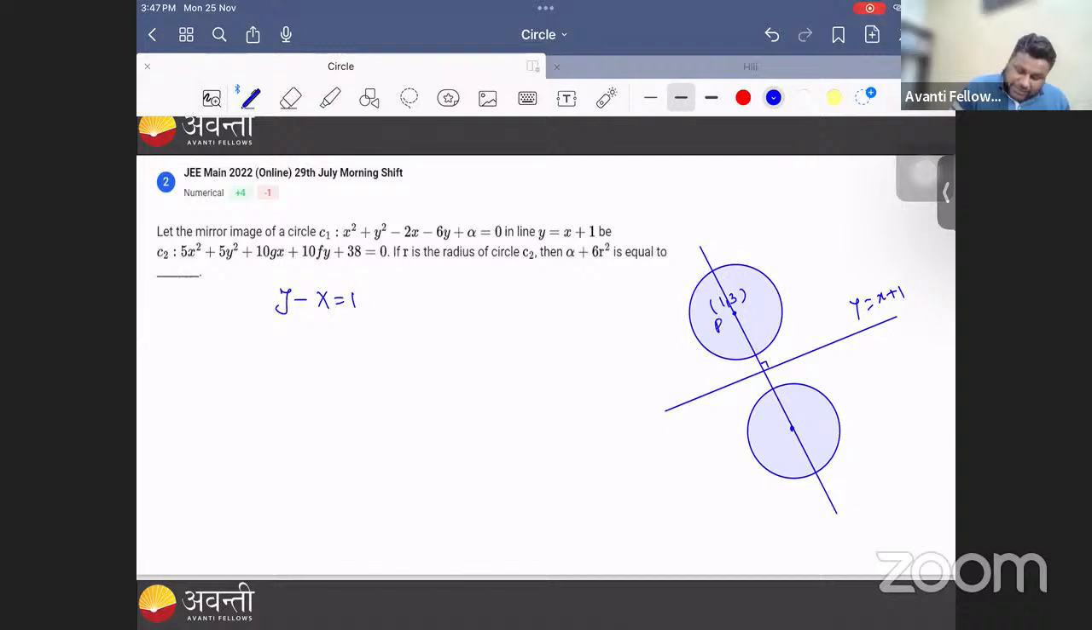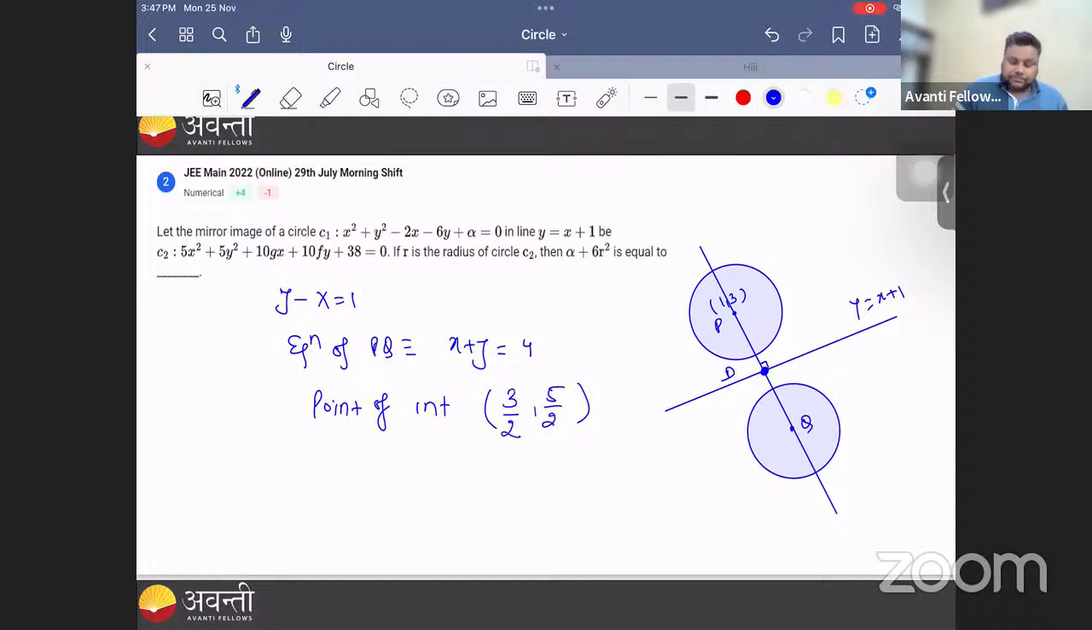Okay, say if it is P, this is Q. So the equation of PQ will be x plus y equals 4. It is passing through (1, 3). Find their point of intersection. So you get this point D. So the point of intersection will be, if I add both of them, y will be 5 by 2 and x will be 3 by 2. So this is point D.